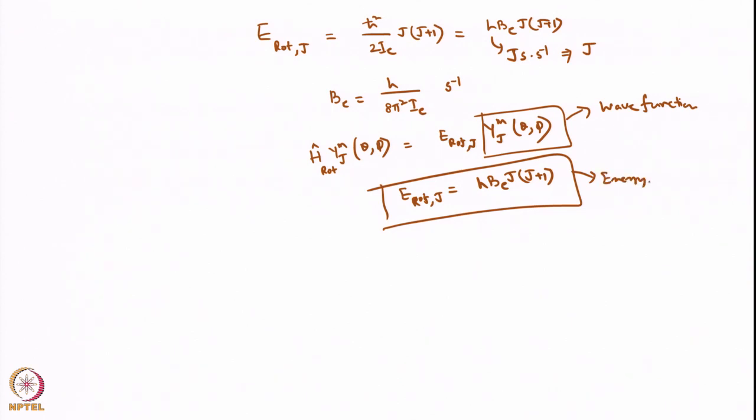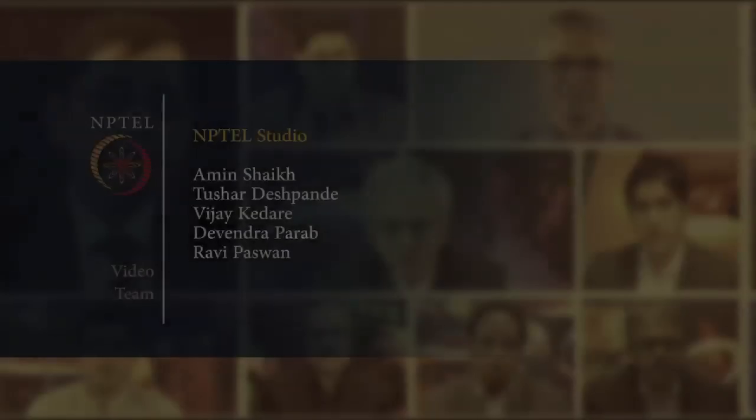Okay. So, we can now look at transitions. Now, j are quantum numbers. So, you will have rotational states that are j equal to 0, j equal to 1, j equal to 2, etc. Okay, and we can look at the transitions between these in the next lecture. I am going to stop it here. Thank you.